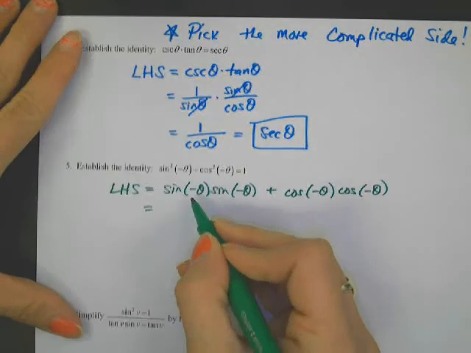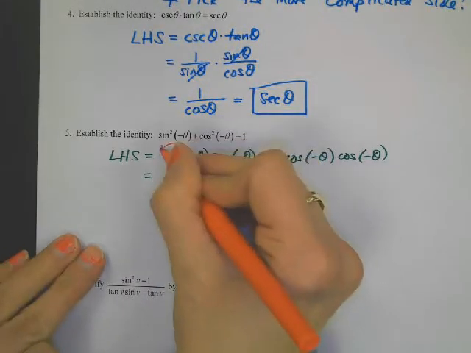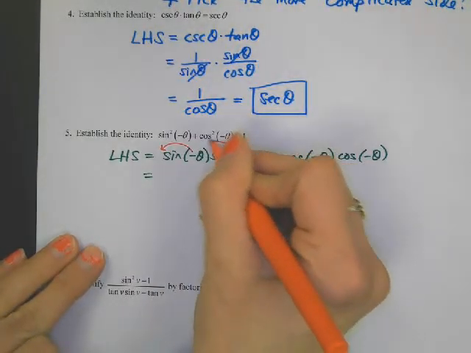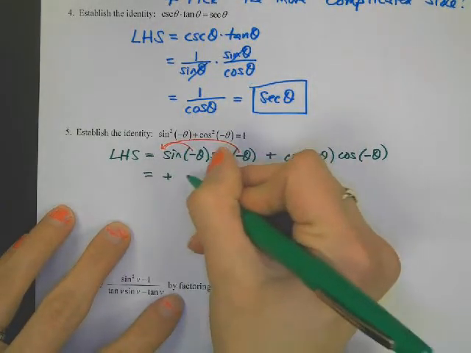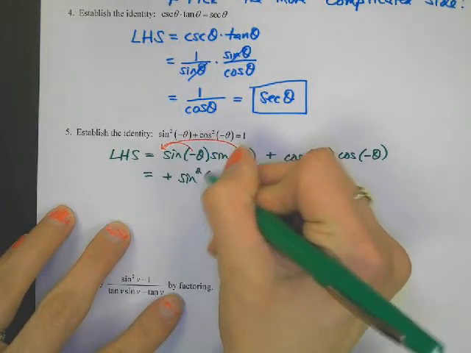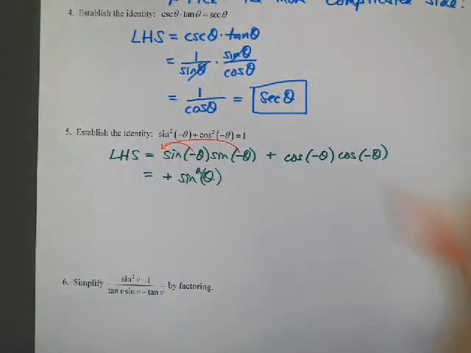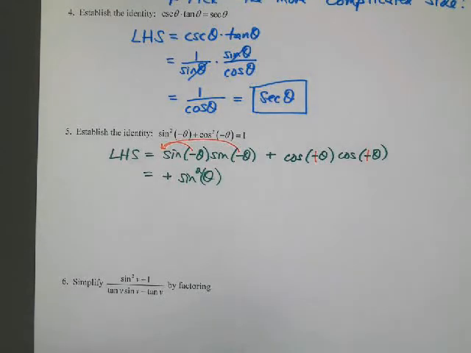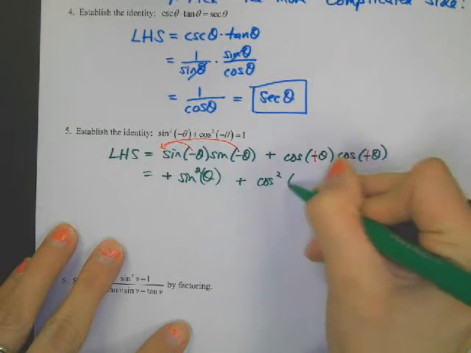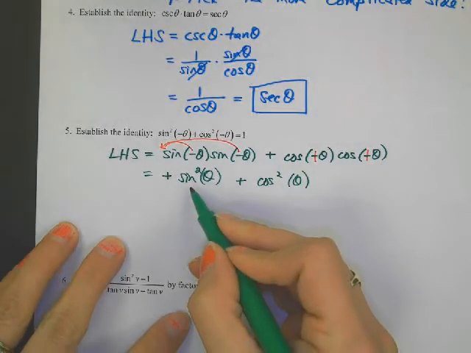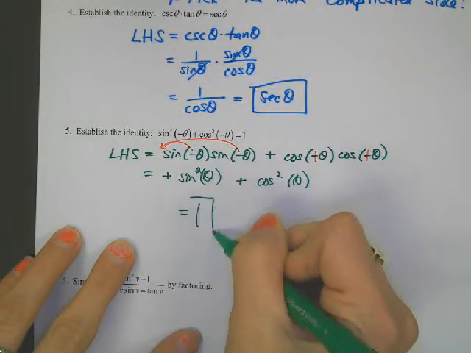When you have a negative and a sine, what happens to it? The negative sign is going to pop out in front. And this negative sign is going to pop out in front. And a negative times a negative makes a positive. Sine squared of theta. We have 2 sines. Here, with cosine, the negative cancels out, disappears. And so we have a cosine of theta times a cosine of theta, which is cosine squared of theta. What's sine squared of something plus cosine squared of something? 1. We did it.